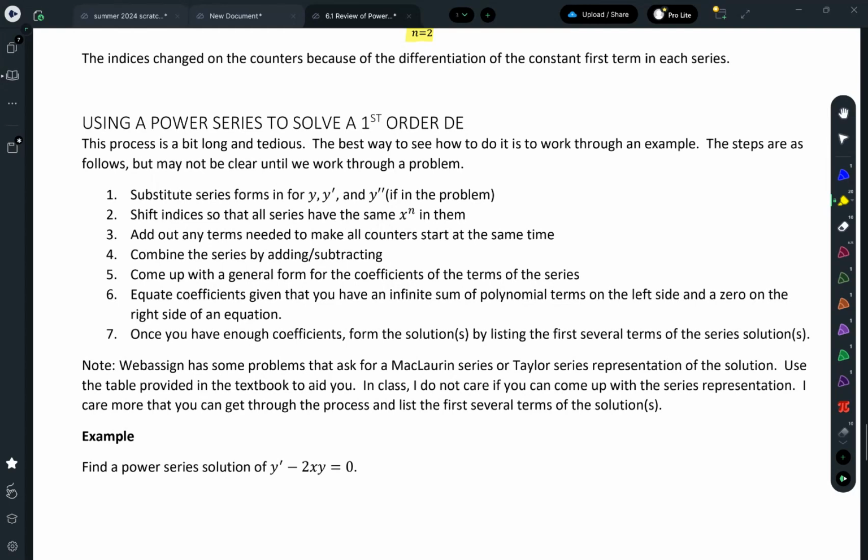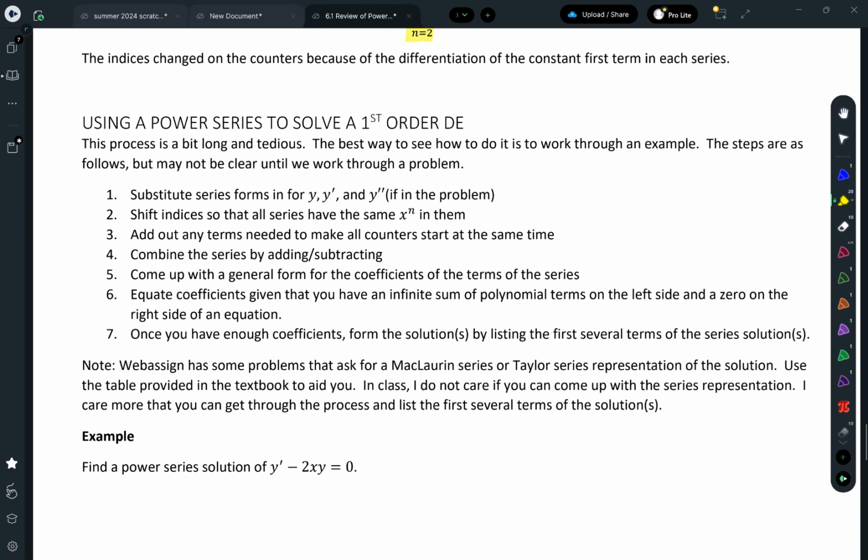Okay. Let's go ahead and see what the process is for using a power series to solve a first-order differential equation. The process is long, and it's super tedious. And the best way for us to see how to do it is to actually work through an example, but I have written up a summary of all of the steps. Some of them may not be clear to you until we actually reach that point in the problem.